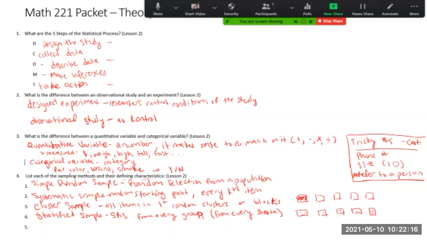Cool. The last one is a convenience sample. A convenience sample is a less than systematic way of gathering your data, and you should avoid it at all costs. It is not good to use a convenience sample to gather your data.